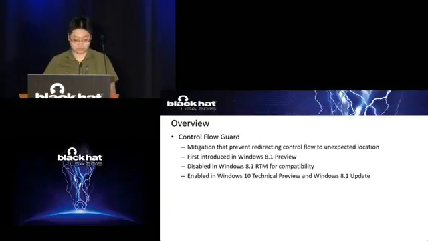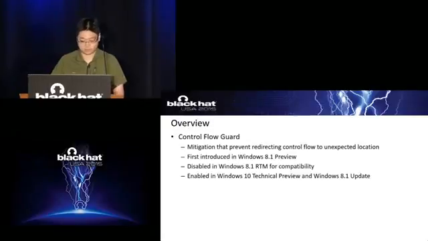Okay, this is the overview. Control Flow Guard is a mitigation that prevents redirection of control flow to unexpected locations. It's not a brand new feature. It was first introduced in the Windows 8.1 preview, but disabled in RTM for compatibility reasons. And then Microsoft enhanced that feature and enabled it in the Windows 10 technical preview and Windows 8.1 Update 3.